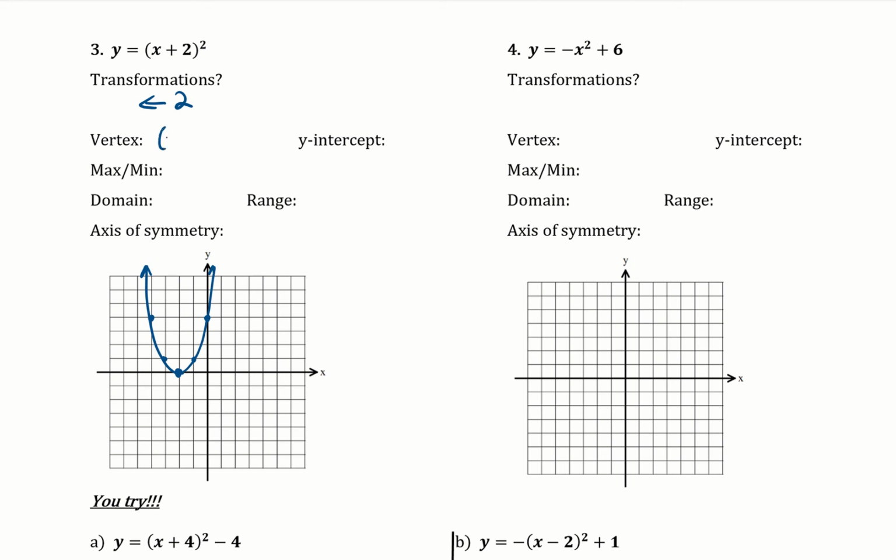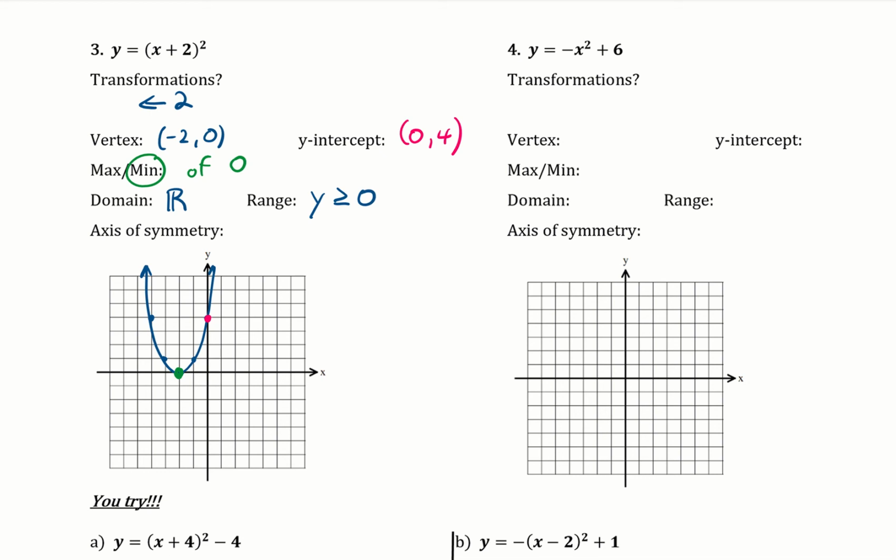Our vertex is -2, 0. Our y-intercept is this point right here, 0, 4. All right, the graph does not go down forever. Instead, it goes up from this point, the vertex. So we have a minimum of 0, okay, because the height is 0. The domain, left to right, is all real numbers. The range from bottom to top, y is greater than or equal to 0.